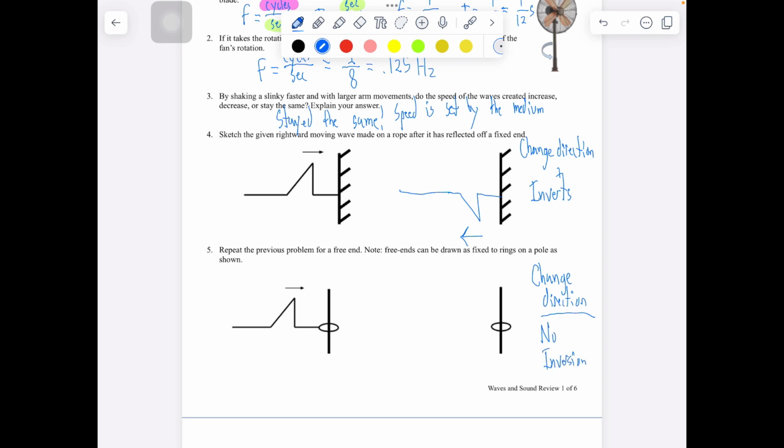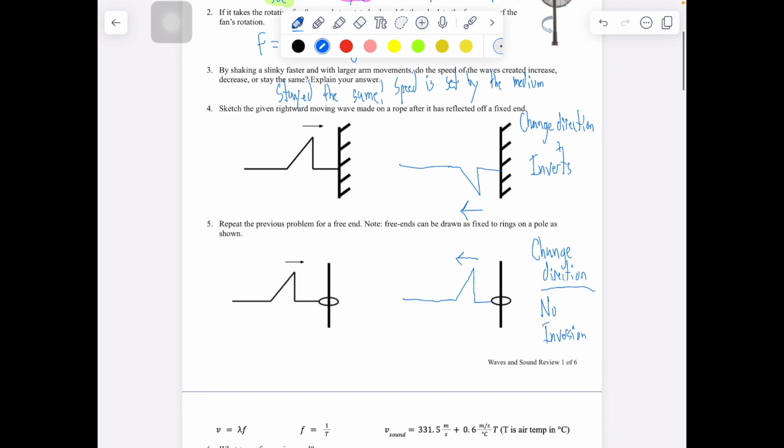So let's draw our wave. Instead of coming in to that ring, now it's going out. Does not flip over onto that bottom side. And this is for a loose end, no inversion. Whether it's a fixed end or a loose end, it's gonna change directions. If it was moving to the right, it's gonna be moving to the left. If it's moving to the left, it's gonna be moving to the right. But only the fixed end is gonna invert its orientation, like you see here.